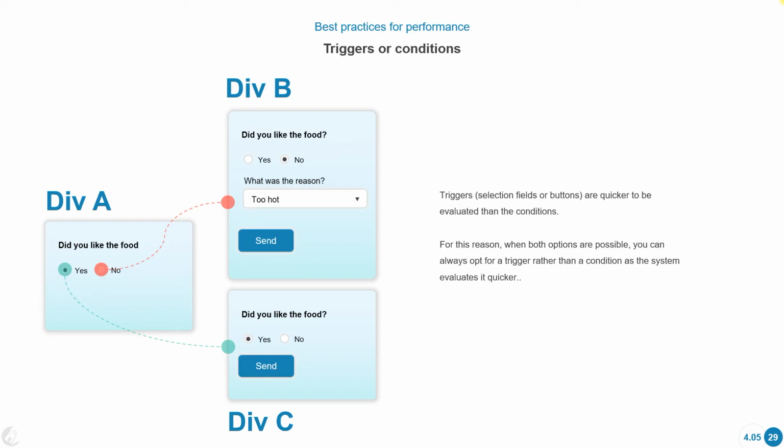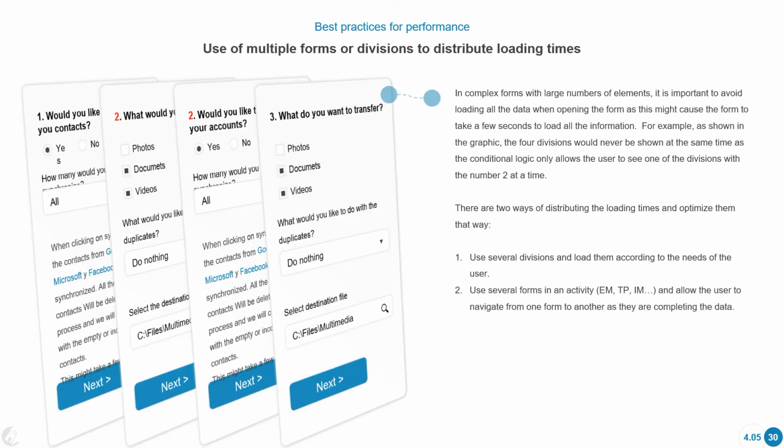So in this scenario, obviously, if I configured the triggers of the yes/no field, it's going to be way much better than conditioning these divisions. This next practice is quite important in scenarios where we're working with large forms with a lot of fields. We're going to want to distribute the loading times.